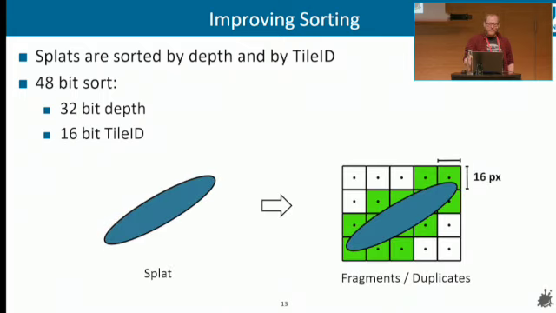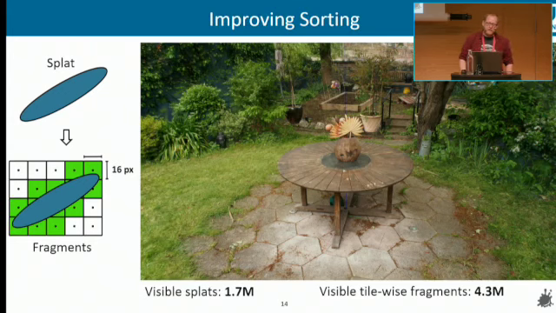Now the problem here is that we're not sorting the visible splats. We're sorting the visible fragments or duplicates. So whenever a splat intersects a tile, we create a duplicate. And looking at the garden scene here, from this viewpoint, we have about 1.7 million visible splats. But because of this tile-based rendering, we end up with 4.3 million visible fragments after partitioning the splats. And this is the number that we have to sort, so it's much, much higher.